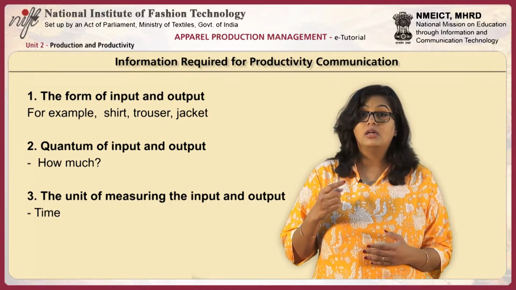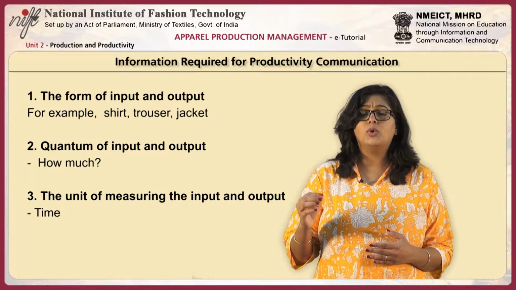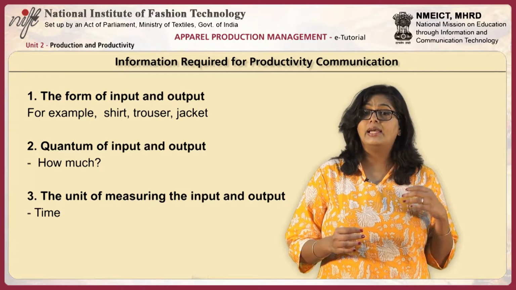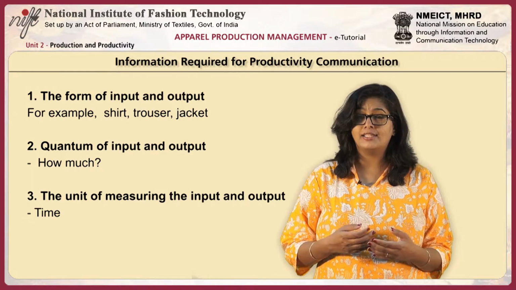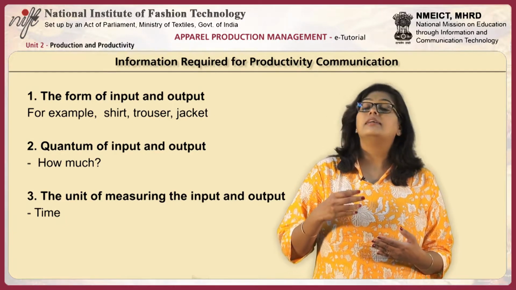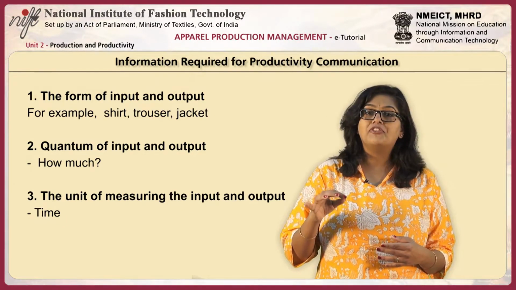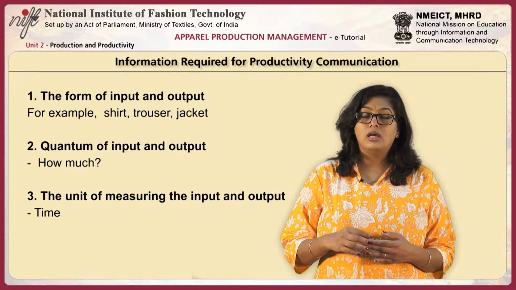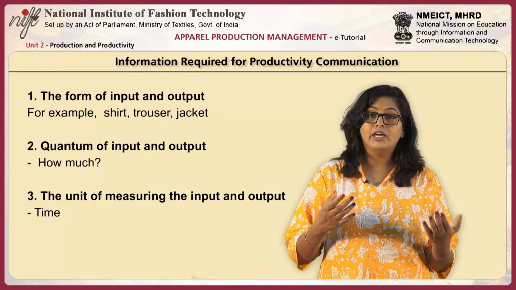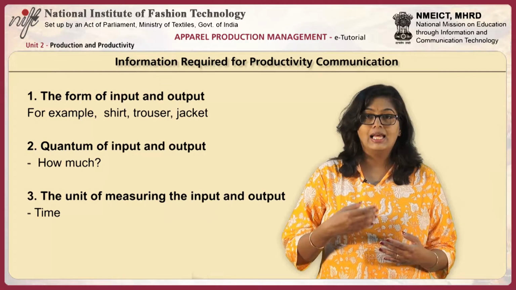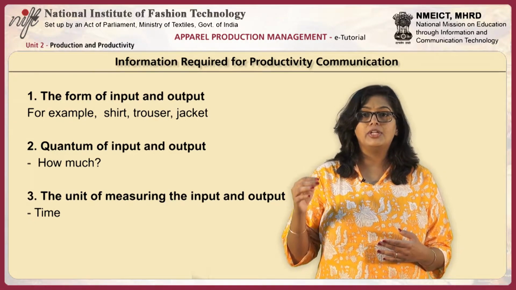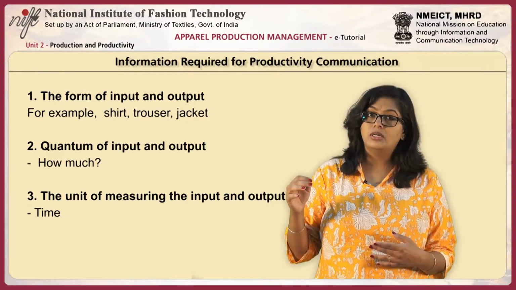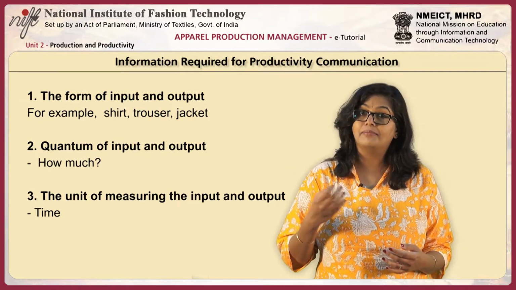Number 1, the form of input or output. For example, is it going to be a shirt or a trouser or a jacket, etc. Second would be quantum of input and output, asking how many, how much. The last and final option being the unit of measuring the input or output. Are we measuring it in time?